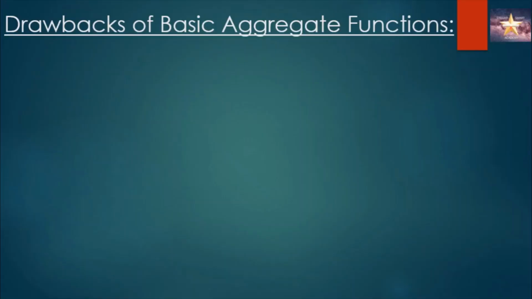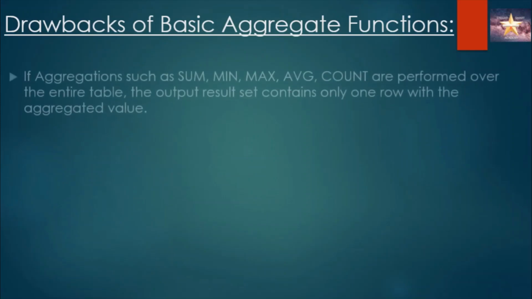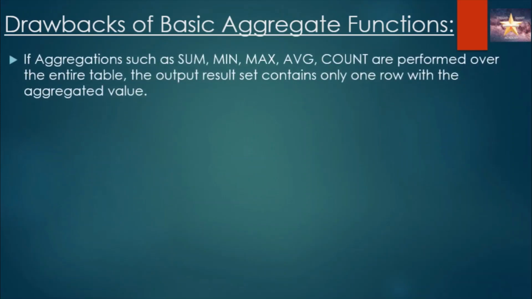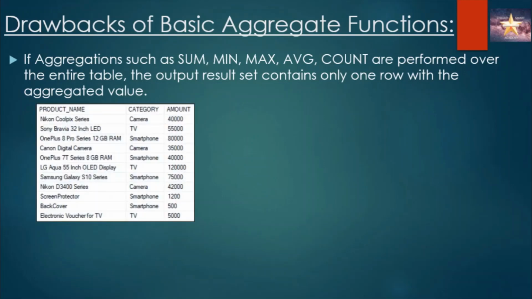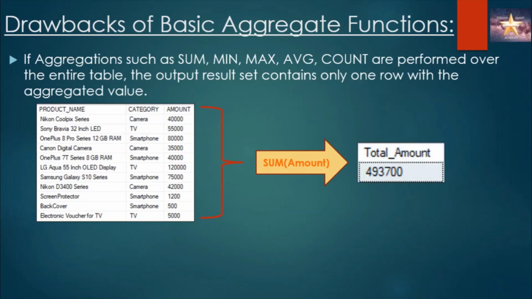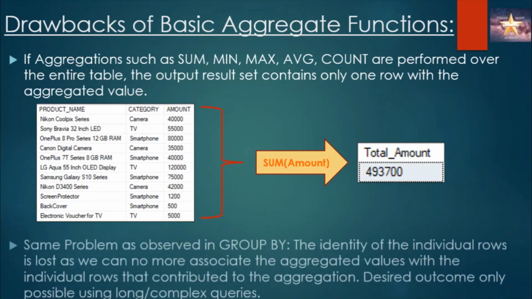Not just group by, the same problem is also faced when we are using the basic aggregate functions without the group by clause. So if you are performing aggregations such as sum, min, max, etc. over the entire table, the output result set will only contain one row with the aggregated value. For example, if I want to find out the total amount sold across all categories and all products, obviously the output will contain only one row. And the same drawback persists.